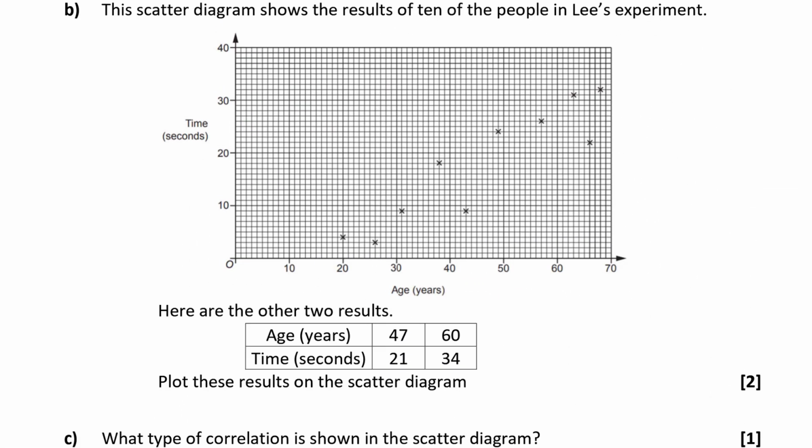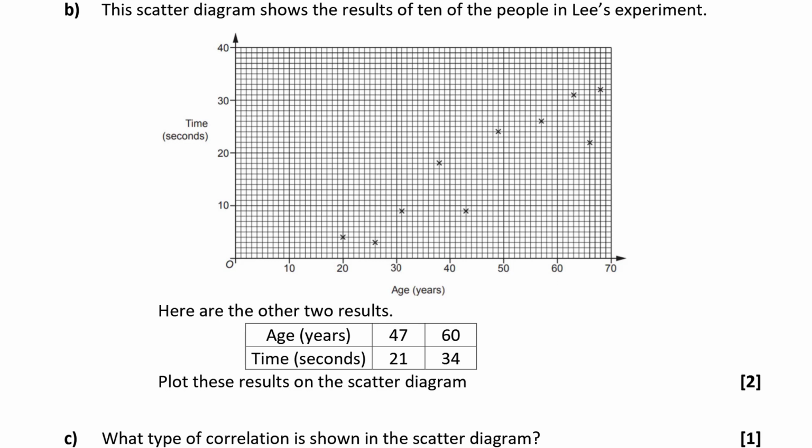The scatter diagram shows the results of 10 of the people in Lee's experiments. Here are the other 2 results. Okay, so I've got 2 more people to add. One was 47 years of age and took a time of 21 seconds. And the other one was 60 years of age and took a time of 34 seconds. So I need to add these to the scatter graph. Just make sure you're clear about the scale before you start plotting points.